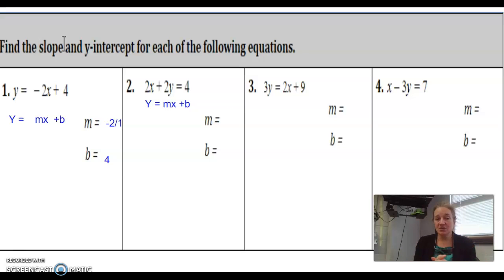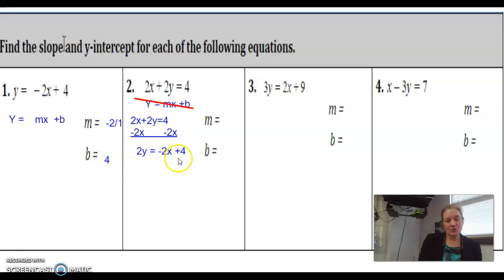My slope is not 2. My y-intercept is not 4. I have to get this to say y equals. So I'm going to cross this off, and I'm going to solve for y. So I write down my equation. I want to move my x to the right because I want to get y by itself. So I subtract 2x. My 2x's cancel. I end up with 2y equals -2x plus 4.